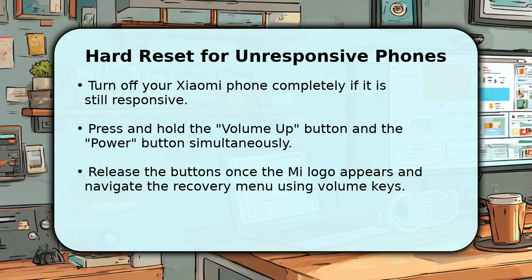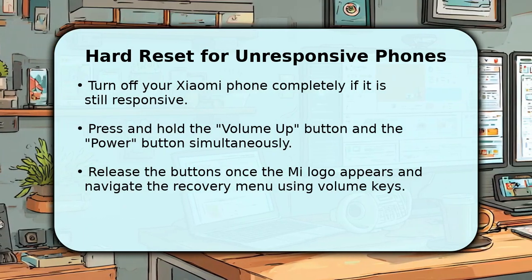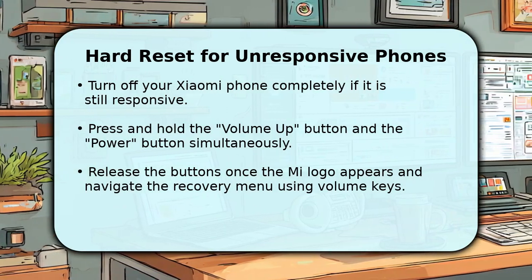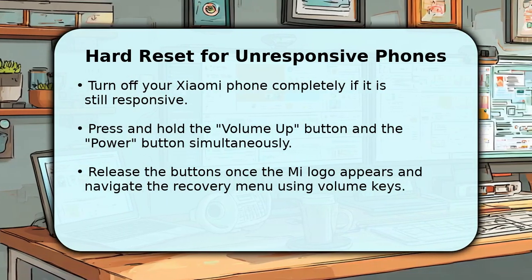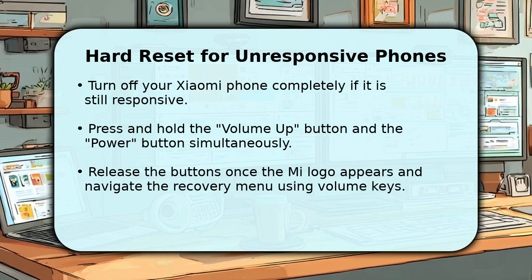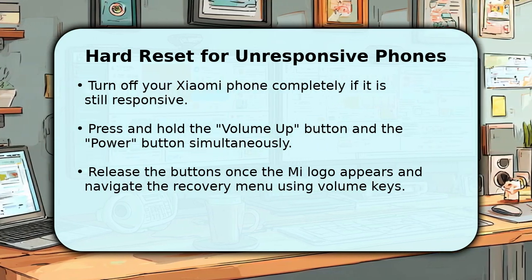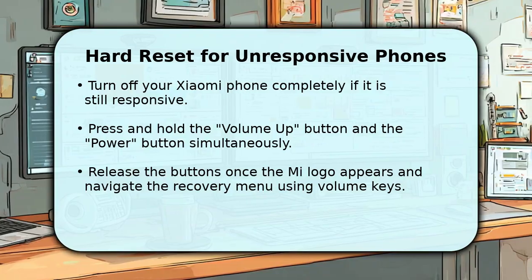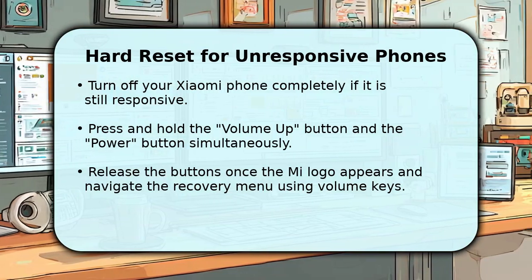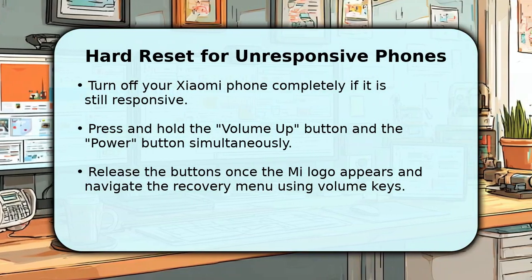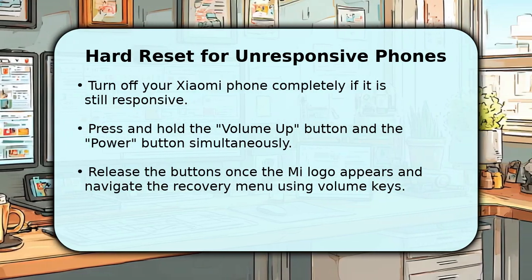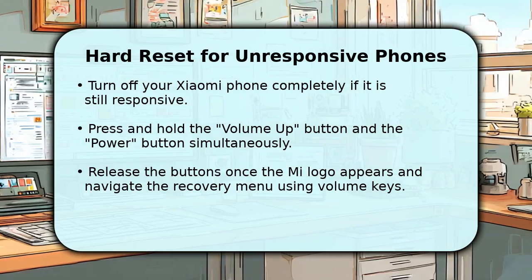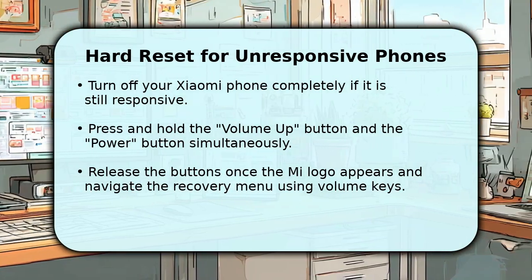If your Xiaomi phone is unresponsive or you cannot access the settings, a hard reset using physical buttons is necessary. First, ensure your device is powered completely off. Then, press and hold both the volume up button and the power button at the same time for several seconds. Release them only when the Mi logo appears on the screen. You can then use the volume keys to navigate the recovery menu and select Wipe Data, confirming with the power button.